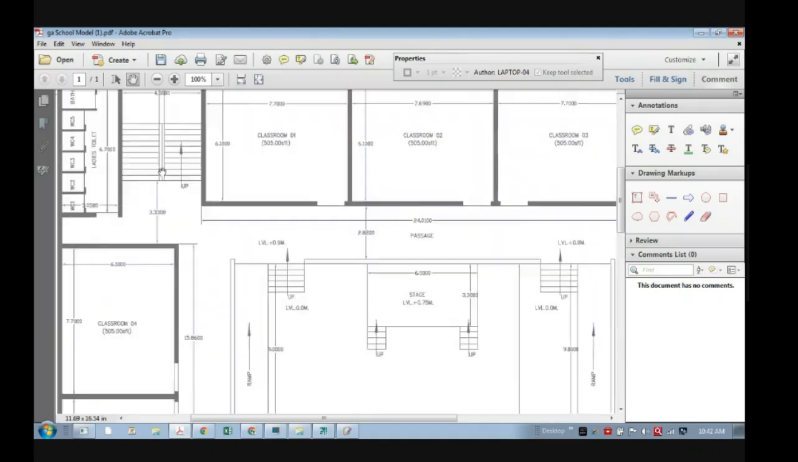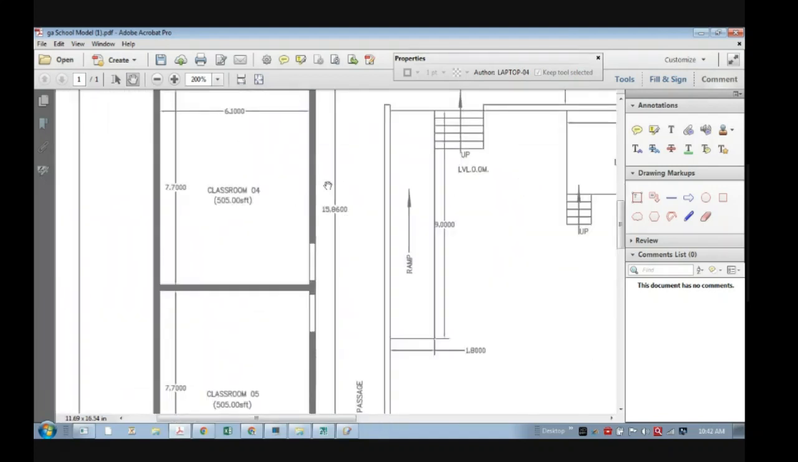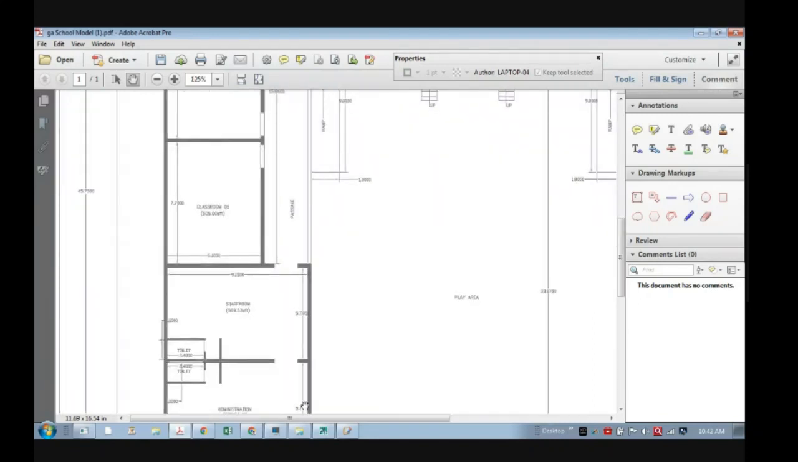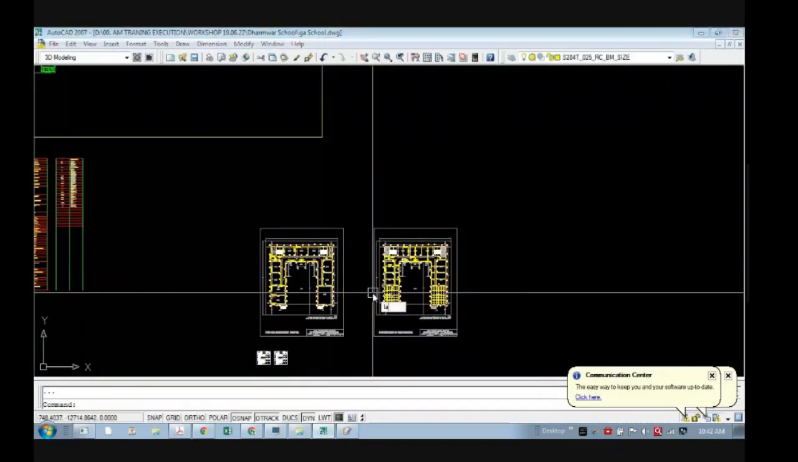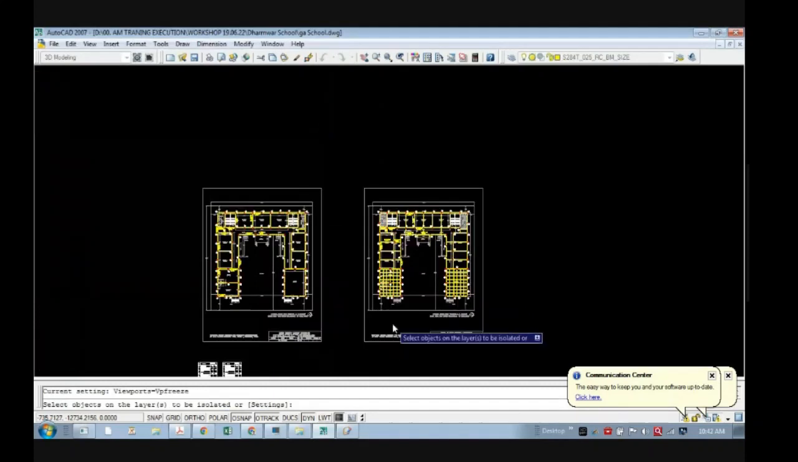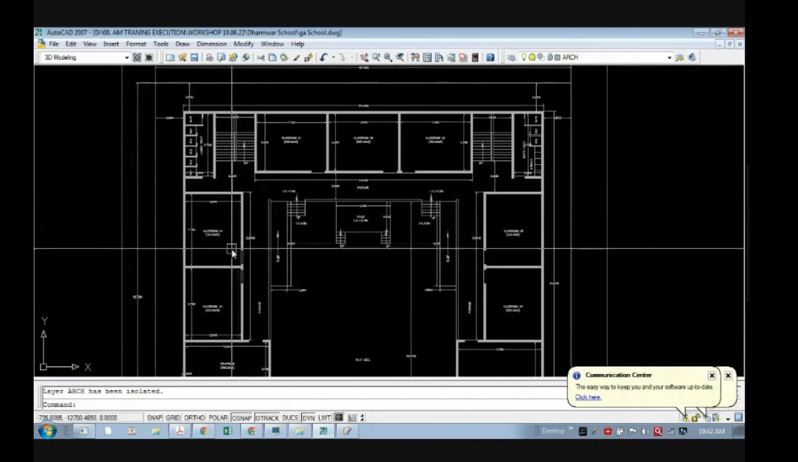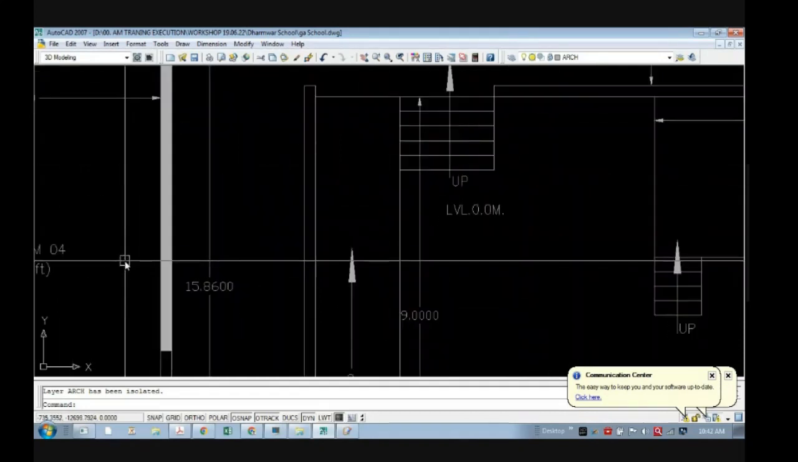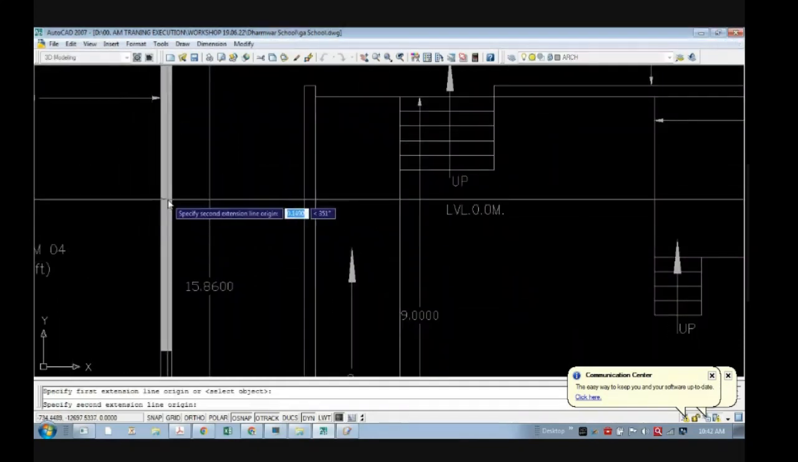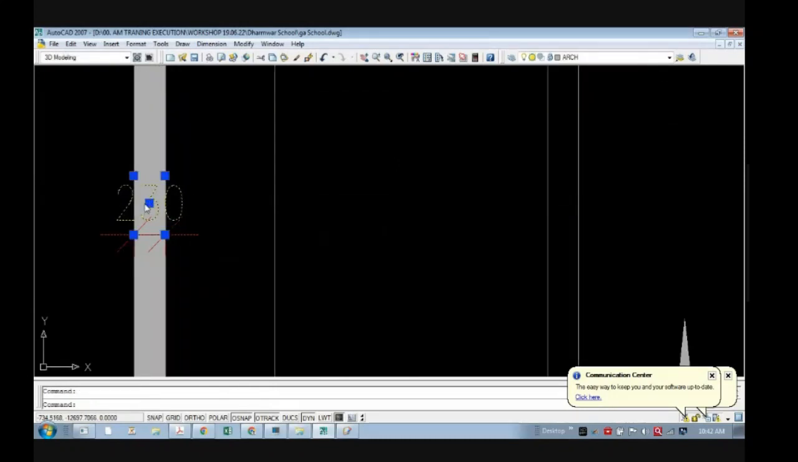Now if you see the plan, there is no clarity about the thickness of the wall. Generally we get the architectural drawings through CAD like this. The architect has not mentioned any thickness of wall, so you can measure it, and it seems that it is 230 mm.